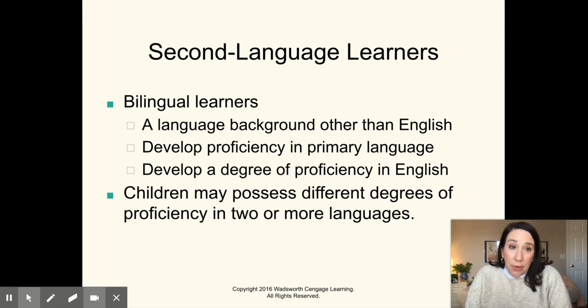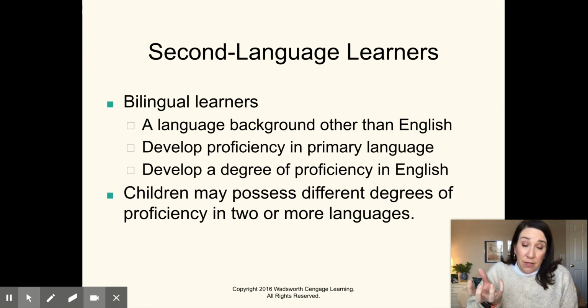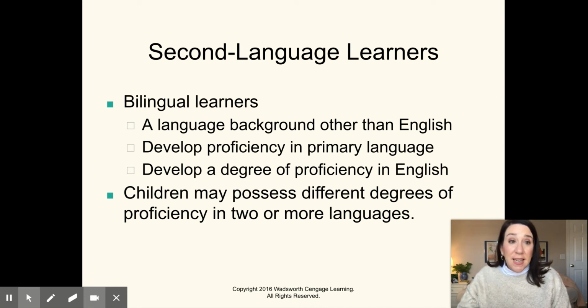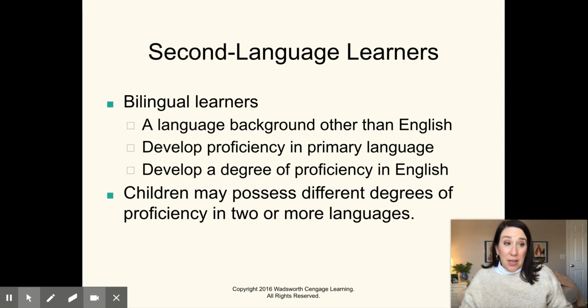Bilingual learners have a language background other than English, and they develop proficiency in their primary language or their home language, and they develop some proficiency in English. So a bilingual learner is someone who is most likely speaking Korean or Spanish or Greek or something at home and speaking English, learning English at school. This is okay, and this is good for kids' brains. We all should do it. But it also means that they may be more proficient in one than the other, and that will also change over time.